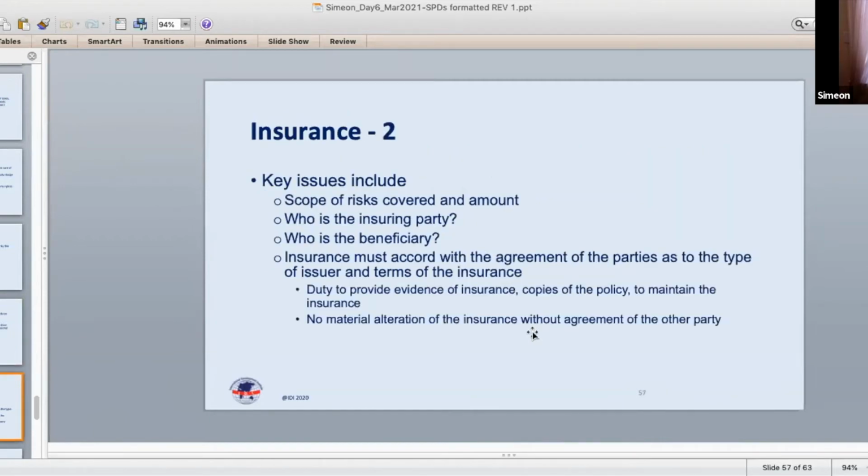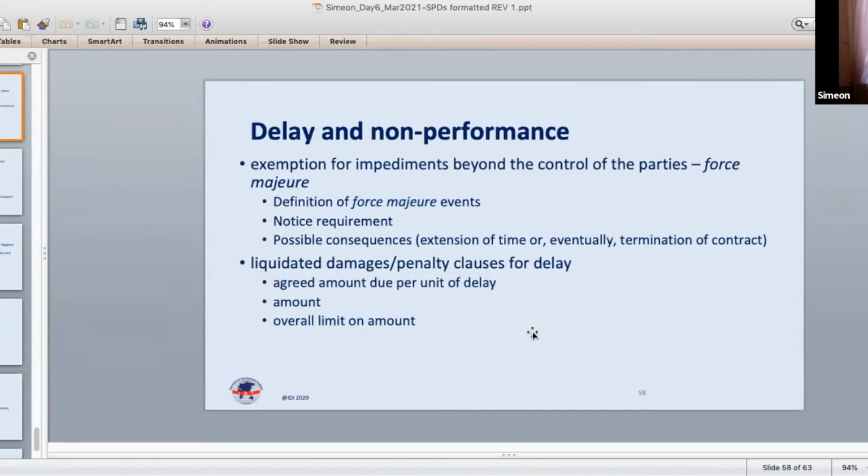So among some, in addition to the scope of the risks that are covered, other questions that may be defined in the contract are the identity of the insuring party, who is the beneficiary, and then the documentation, the requirements to document and to keep up to date documentation concerning or proving the insurance cover.